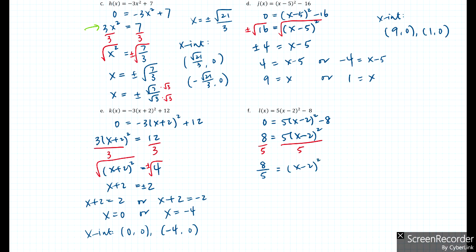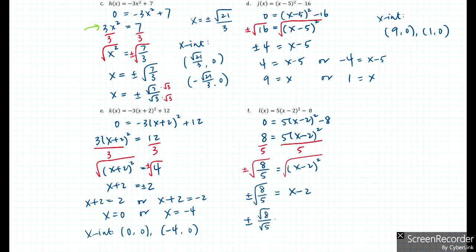To find that, we're going to take the square root on both sides, making sure we have both positive and negative, and therefore we have plus or minus the square root of 8 over 5 is equal to x minus 2. Once we have this form, we can go ahead and simplify the square root of 8 over 5 before we go further, just so we have a rationalized form already. In this case, this is plus or minus square root of 8 over square root of 5.